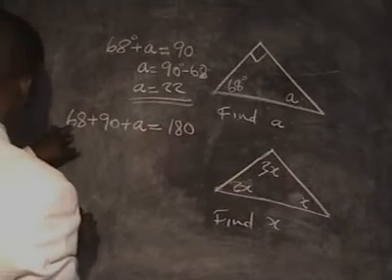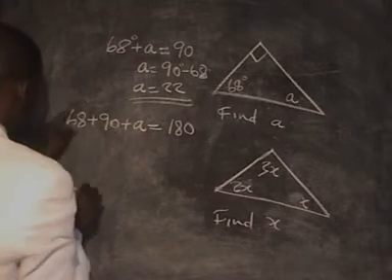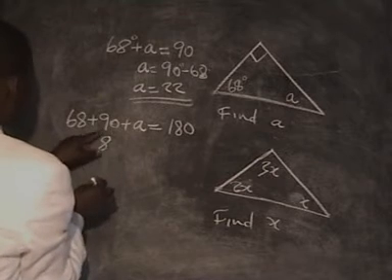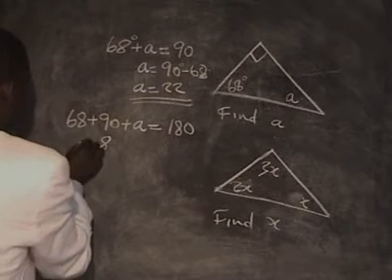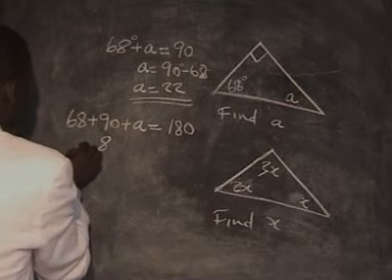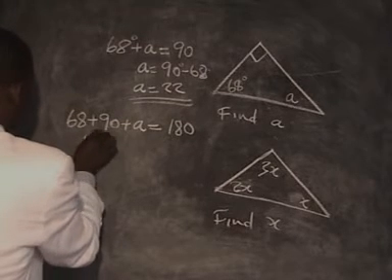Then from there, 68 plus 90: 8 plus 0, you are going to get 8. Then 9 plus 6, you are going to get 15. So this is 158.